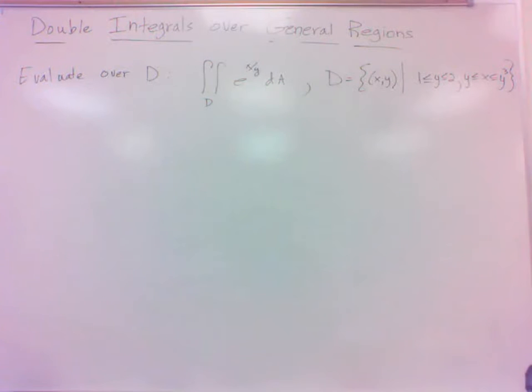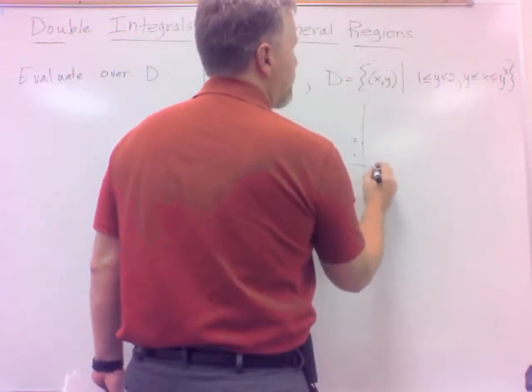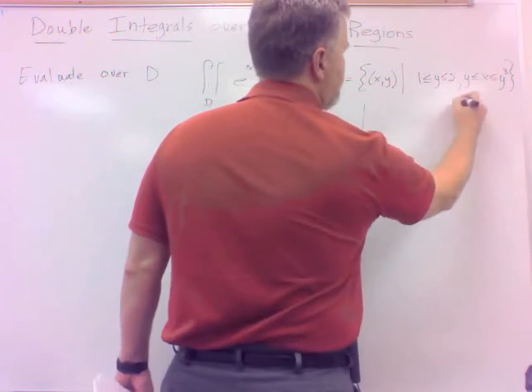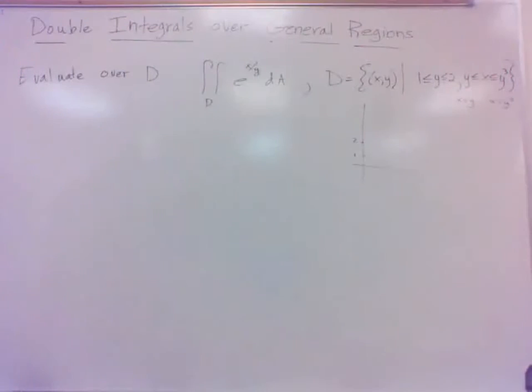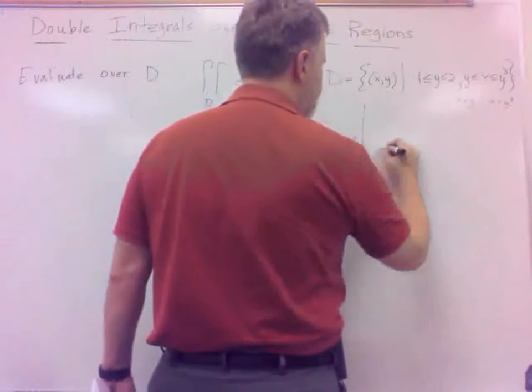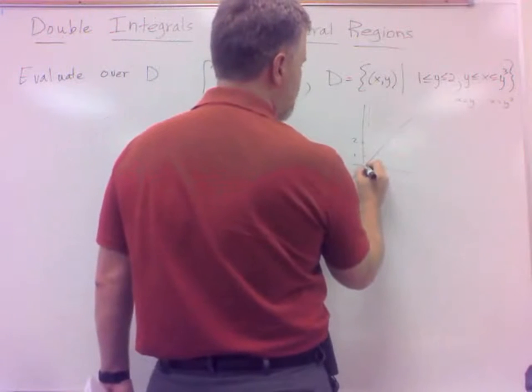And so just from the setup alone, this is going to be easier. This is a type 2, easier to integrate with respect to x first than with respect to y, because if you look at region D here, y is going from 1 to 2. We've got x equals y and x equals y cubed as the boundaries there, right? So y equals x is this, and x equals y cubed is this.